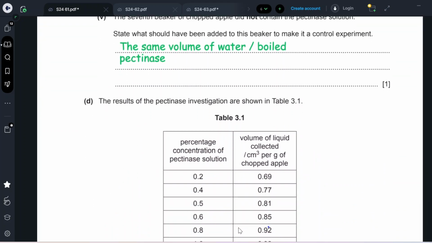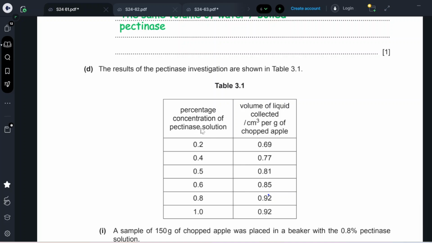The results of the investigation is shown. This is the concentration of pectinase, and this is the volume of liquid collected, in cubic centimeter per gram. Each gram of apple gives this volume. Each gram gives this volume. Okay.